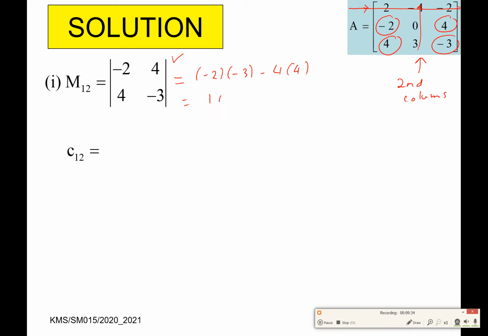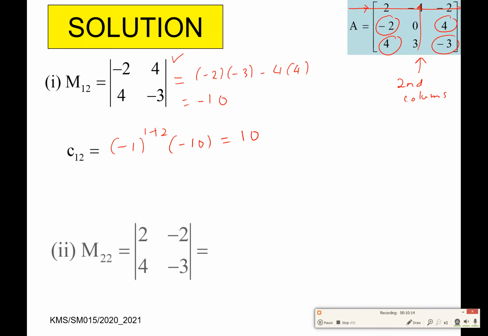Then it is negative 10. Okay, so for the cofactor of this, don't forget it is negative 1 to the power i plus j, which is 1 plus 2, times the minor of 1, 2. The minor is negative 10. So from here, by using your calculator, you can get the answer, which is 10.